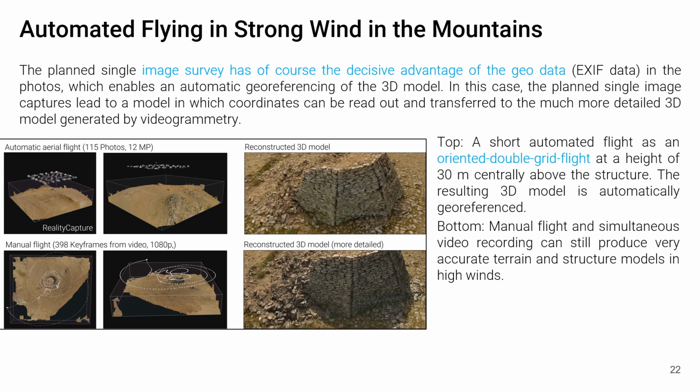In these situations, manual aerial photography is again a very good alternative or supplement. In this case, the planned single image captures lead to a model in which coordinates can be read out and transferred to the much more detailed 3D model generated by videogrammetry. The level of detail is many times higher, even though a 1080p video recording was used instead of single 12 megapixel images. On top, we see a short automated flight as an oriented double-grid flight at a height of 30 meters centrally above the structure.